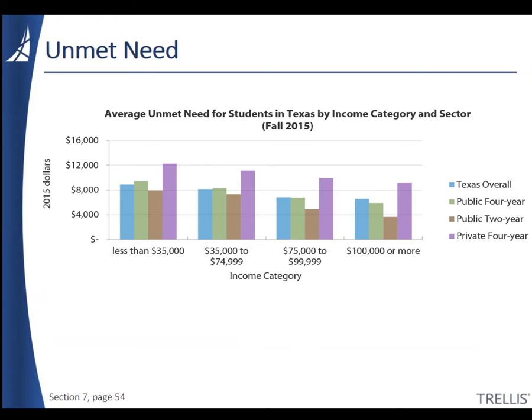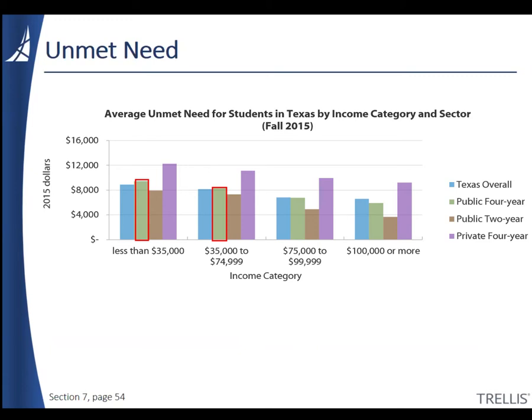Given the university costs and the available resources, many students have unmet need. That is the difference between their total cost of attendance and all financial aid, which includes grants, loans, and family contribution. In 2015, students attending public 4-year institutions in Texas with family incomes under $75,000 had more than $8,000 in unmet need on average for that school year. University costs continue to rise every year, outpacing available aid in many cases, leaving many students with thousands of dollars in unmet need.